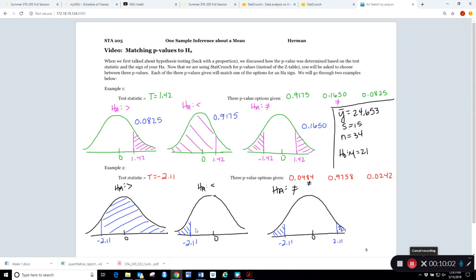So by looking at the picture then, which one is this double of? Well, it's double of this one. So it's going to be my small piece. Again, also, this is one that's less than 50% because I can tell that less than half my picture is shaded. And this one is going to be greater than 50% because more than half of that picture is shaded. So then my answers here, this one is going to be the 0.9758. This one's going to be the 0.0242. And this one is going to be our 0.0484.